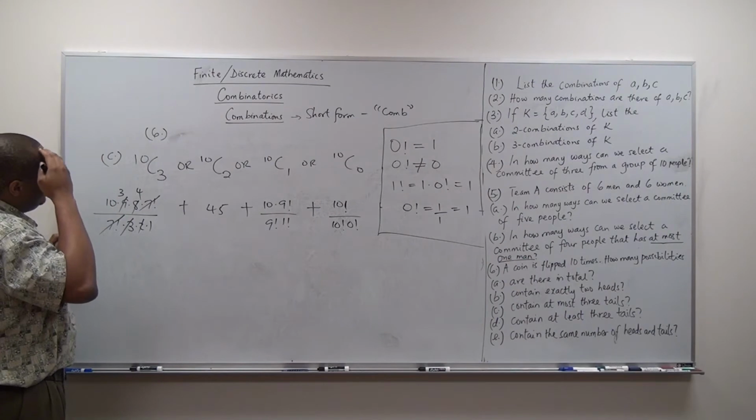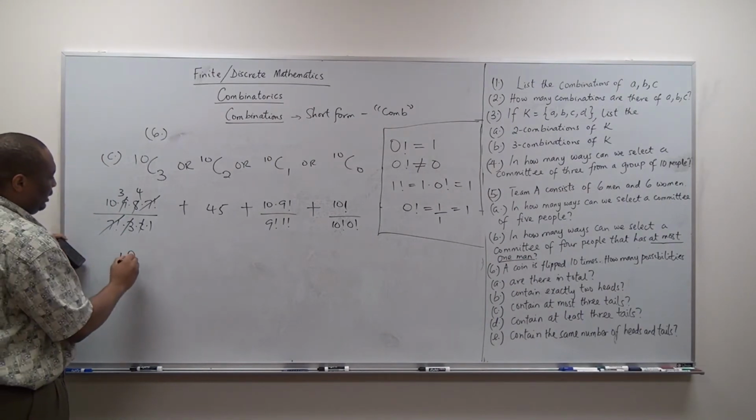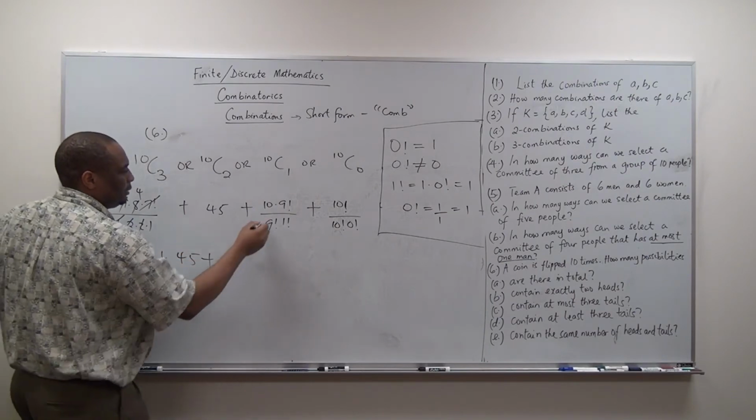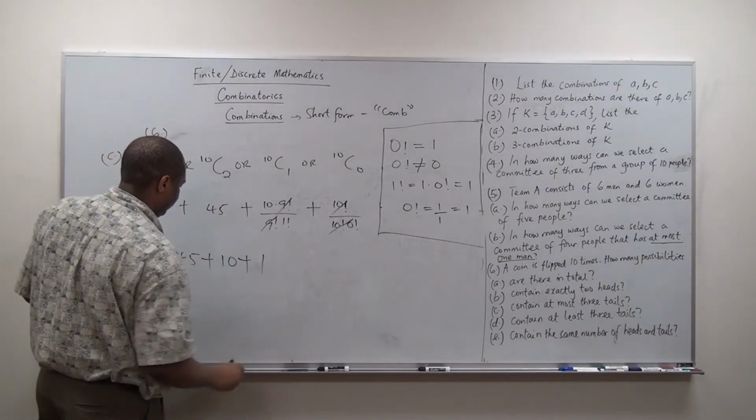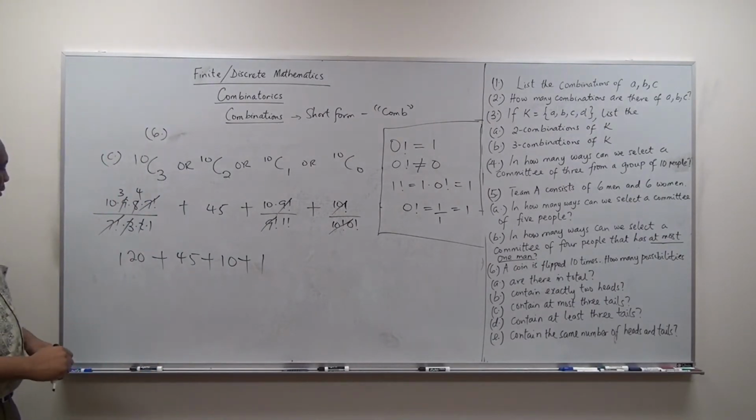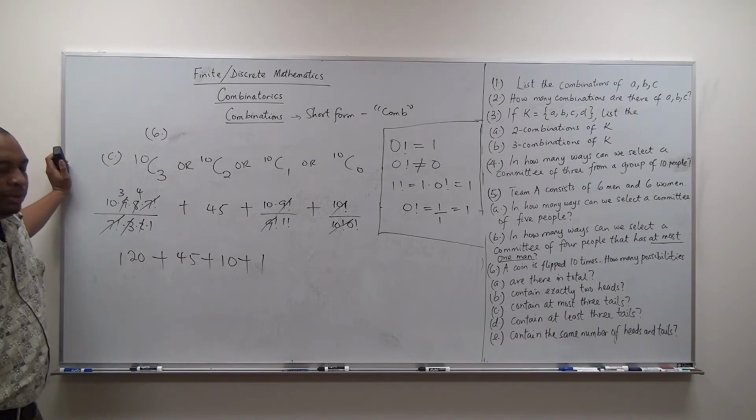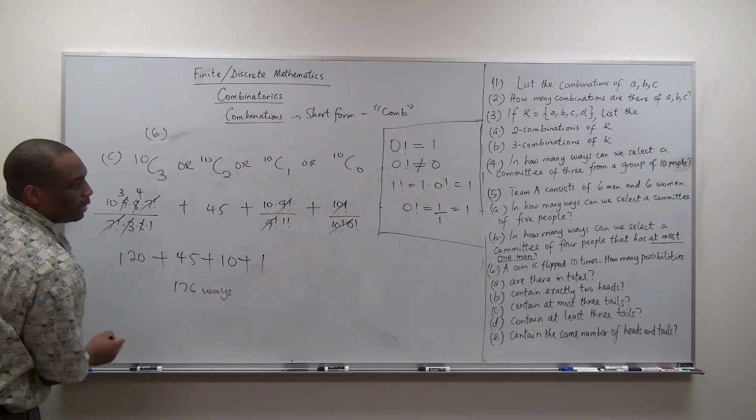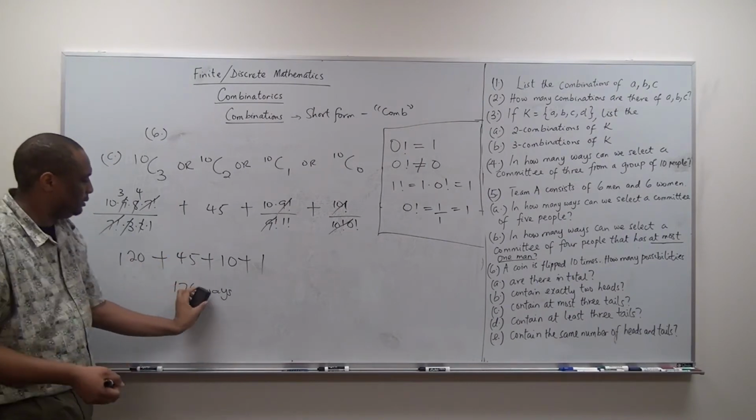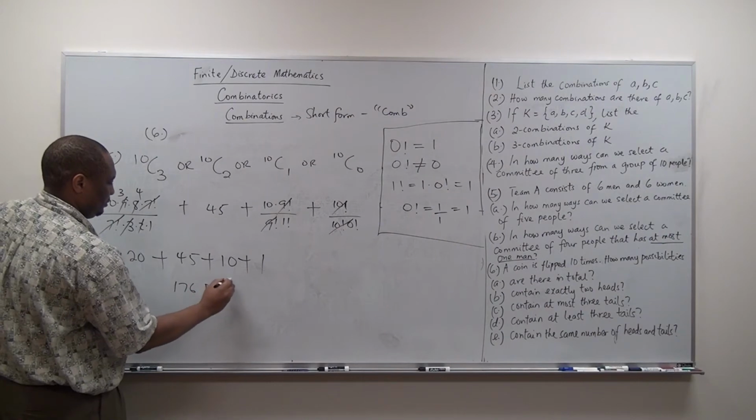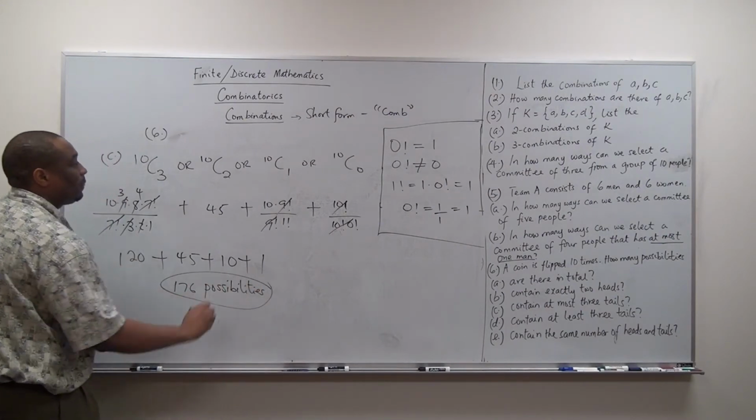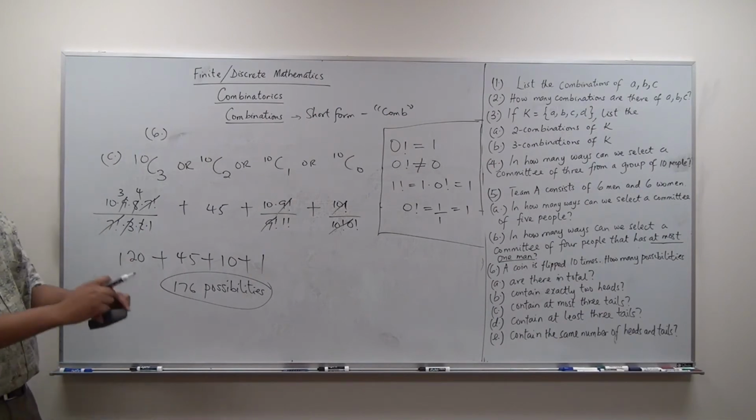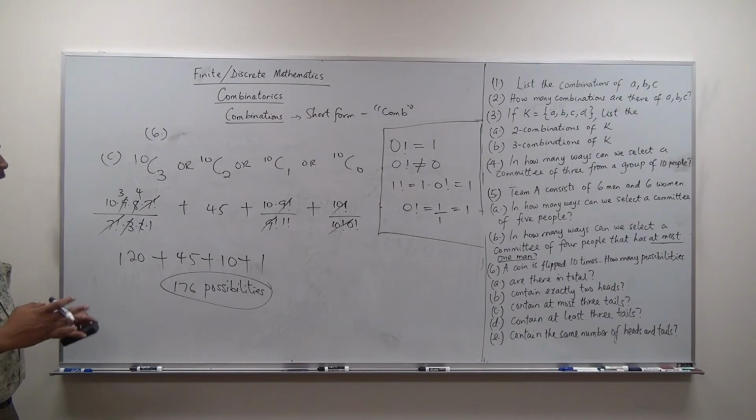So this will cross out, and then 3 into 3, 2, 4. So 10 times 3 is 30 times 4, 120, plus 45, plus 10, plus 1. So 120 plus 45 is what? That gives us 165, right? 165 plus 10 is what? 175. 175 plus 1 is what? 176 ways. 176 possibilities. Okay? So that is for C. At most 3 tails. Comprende? I hope you do understand it.